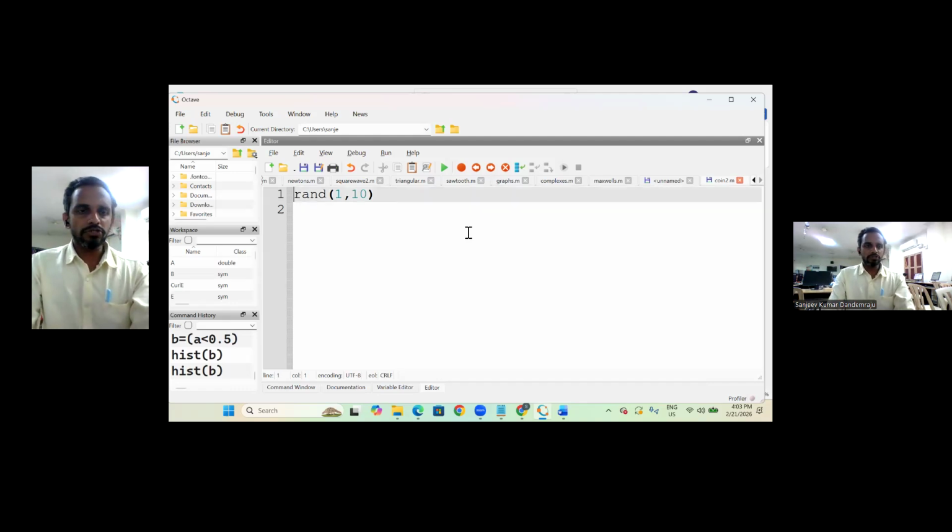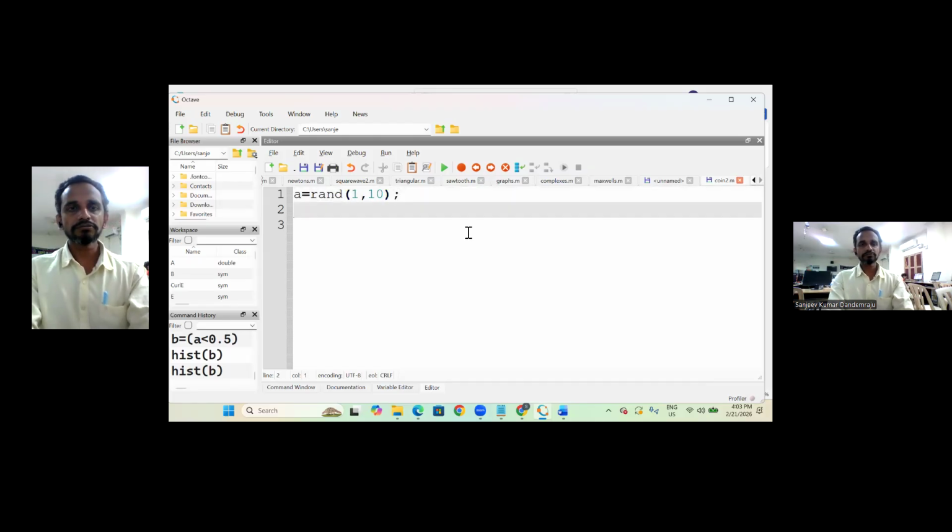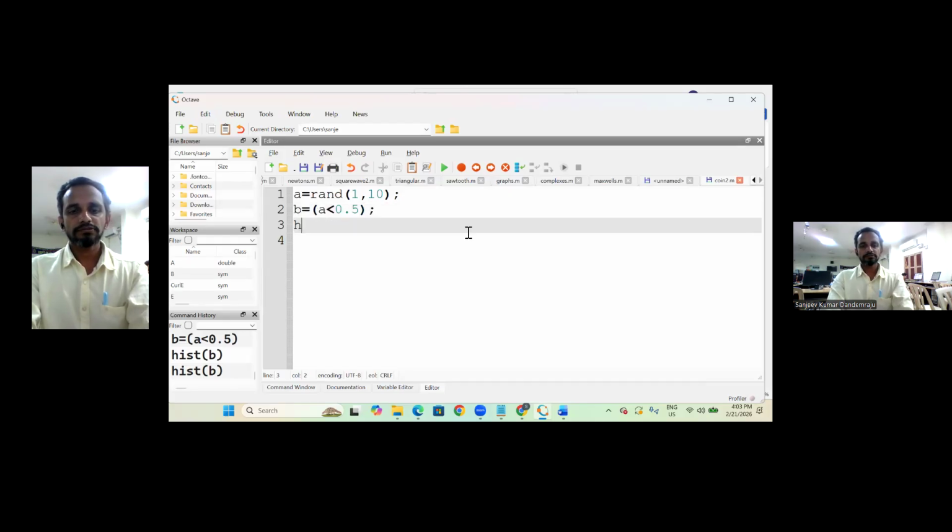So A is equal to rand(1, 10). B is equal to round brackets A less than 0.5, and then plot the histogram of B.